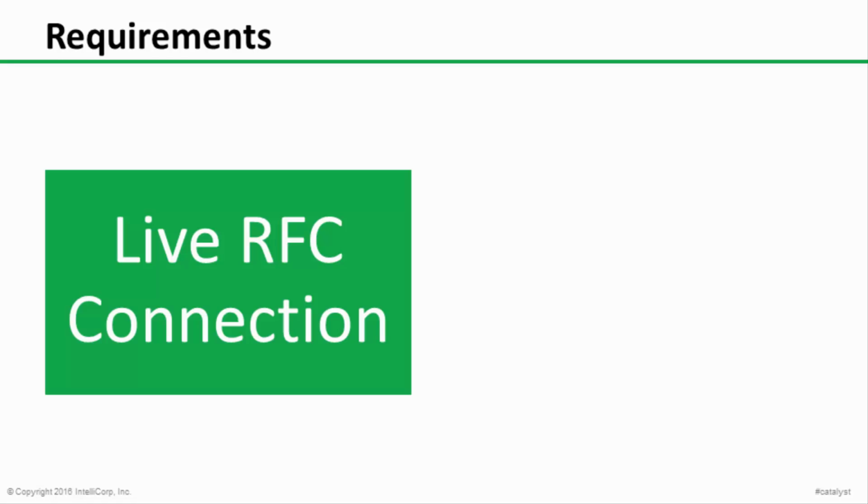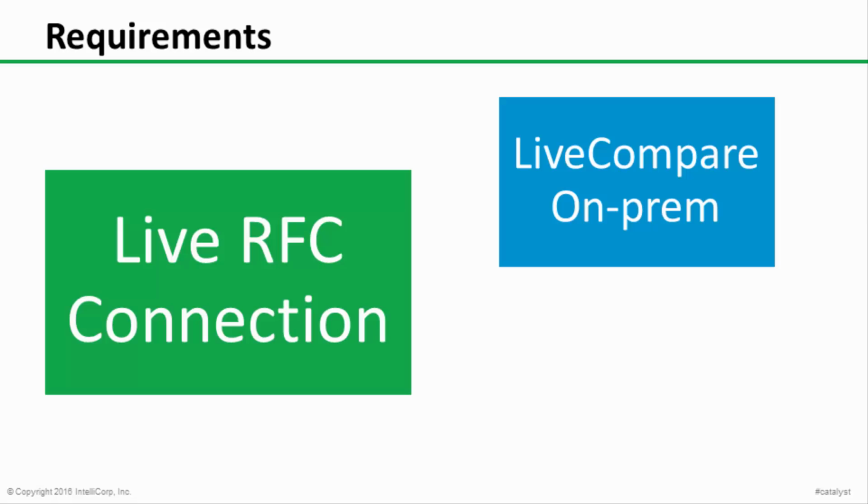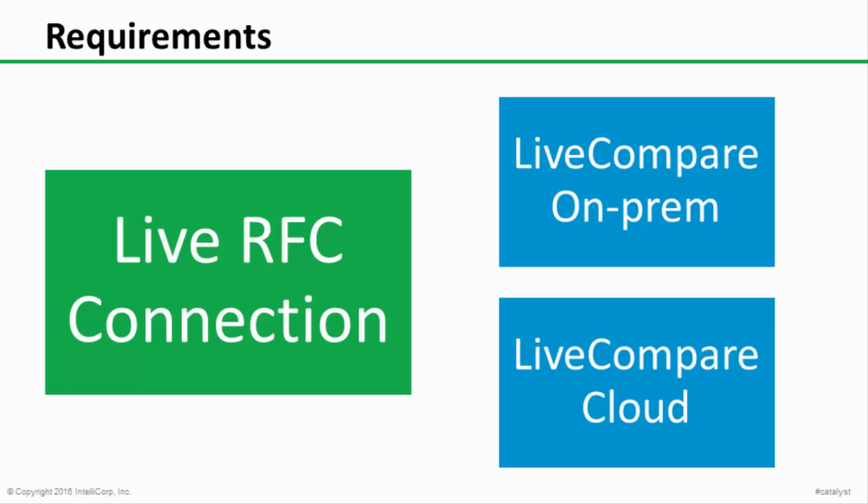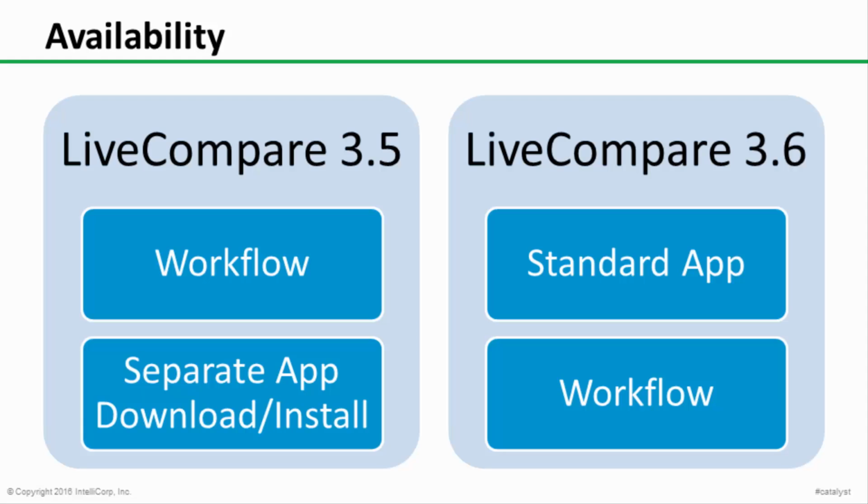Match requires a live RFC connection. This means that you can install LiveCompare in the data center and simply set up a live RFC connection, or use LiveCompare Cloud and set up a VPN connection from the public cloud to the private data center to support a live RFC connection. Match is available for LiveCompare 3.5 and LiveCompare 3.6. For LiveCompare 3.5, it can be run as a standard workflow, and the app is available as a separate download. For LiveCompare 3.6, it can be run as a standard app or a standard workflow.